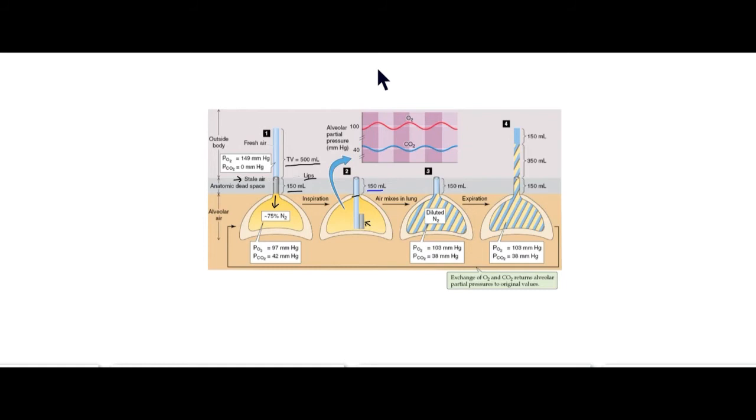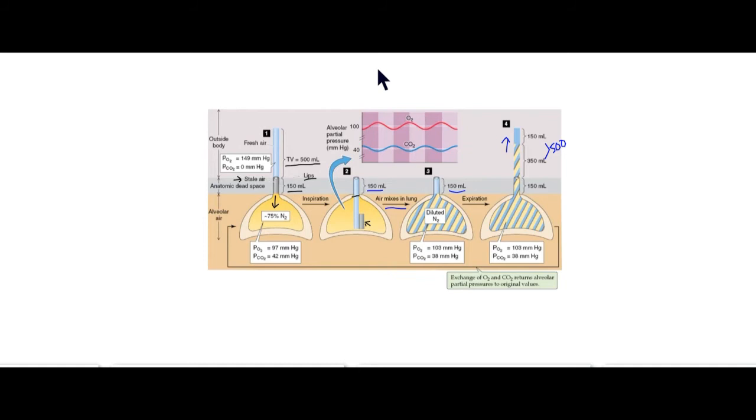That last 150, after all this gas exchange occurs and you have the air mixing in your lungs, is the first part to leave. So when you breathe out that 500, again, 500 in, 500 out, the first 150 is actually the same composition as your inspired air, because it never reached a part of your lungs that has alveoli, so it can't participate in any gas exchange. It's just hanging out, keeping your airways open.